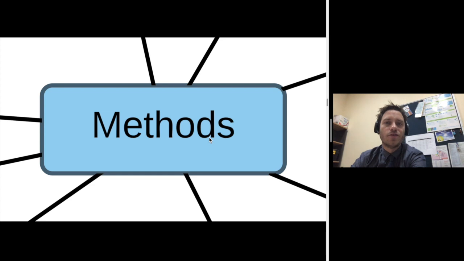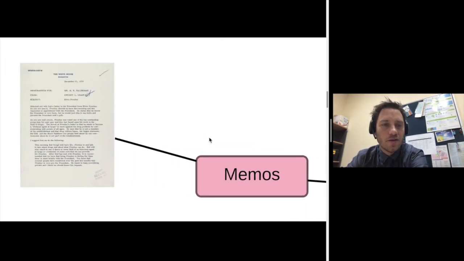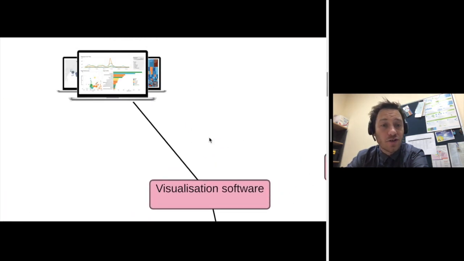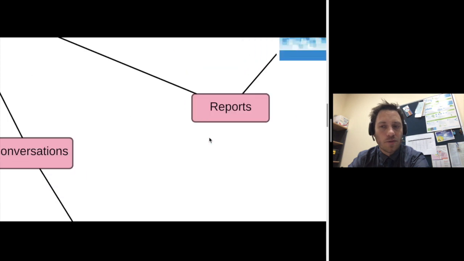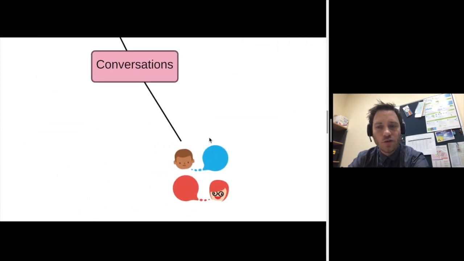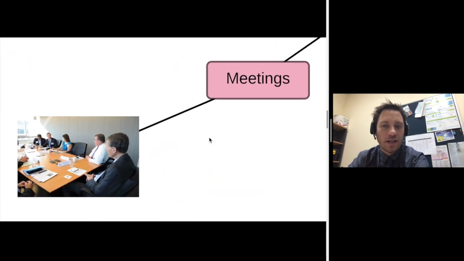The next is the methods. So in what ways can we deliver a message? Okay, we have memos, which is basically like a written email. We have visualization software. So this is things like graphs and a whole lot of spreadsheets and stuff where you can interact with the data and move around based on selections that you make. Emails, as you would know, graphs, reports, which we've seen before, conversations, you can talk to people, and you can have meetings on a larger scale.